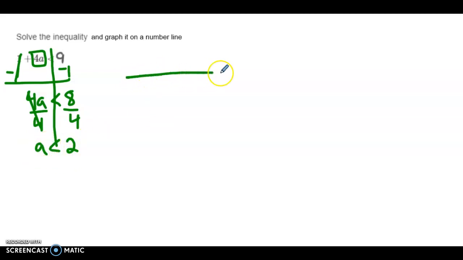Just go to a number line and graph it. So let's just make this 0. Let's make this 2. It does not say equal to, so it's an open circle on the number 2. And then you just kind of make your inequality an arrow, and that will tell you which way to draw your line.